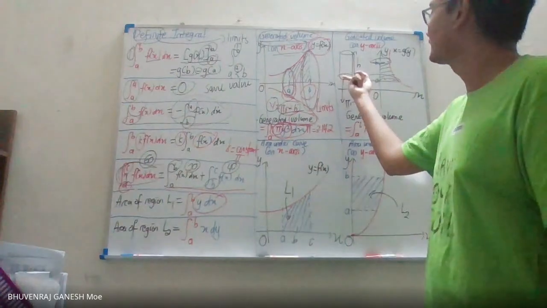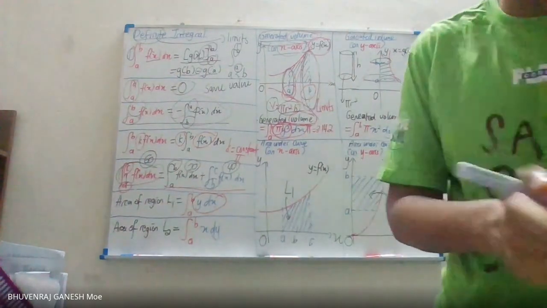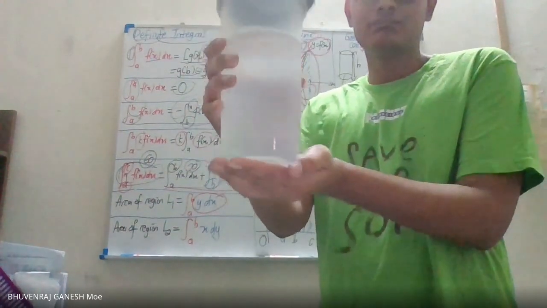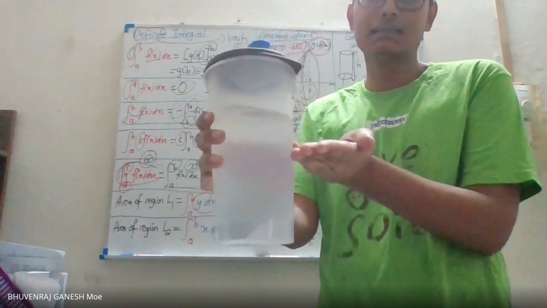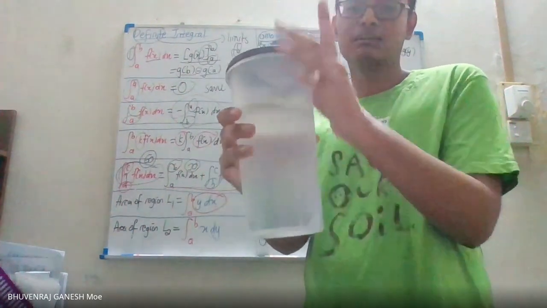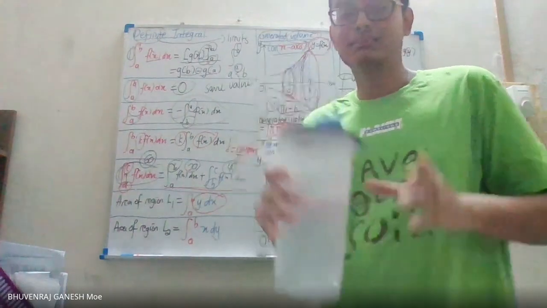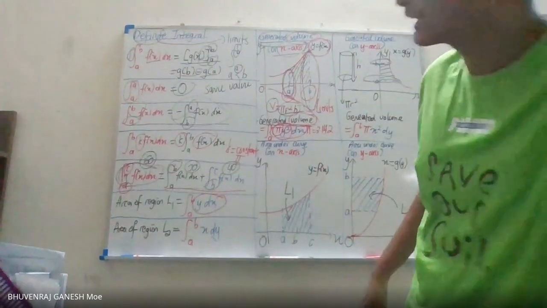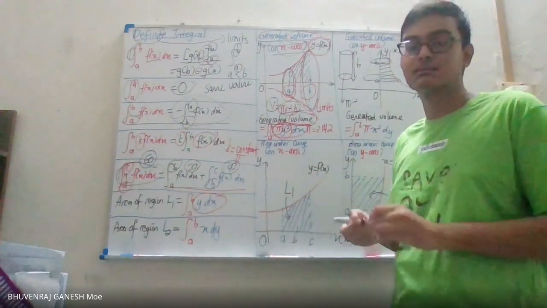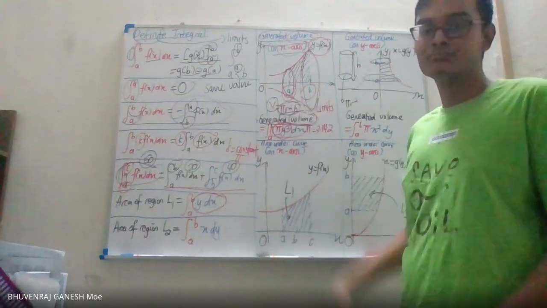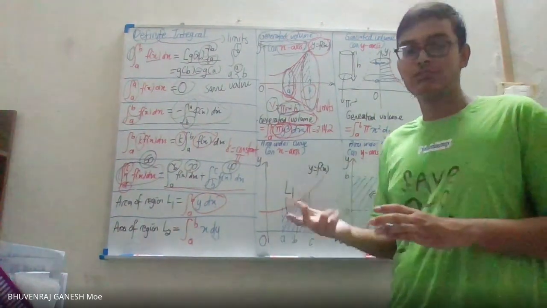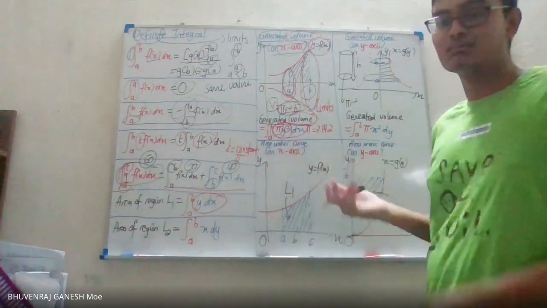If you see a cylinder, a water bottle is the best example. See here, this is your pi r square. And if you cut across any point of your water right here, you form a circle. This whole thing is a circle up till the top. So this is how the formula comes from. You take the area of the circle times how high your cylinder is. So that's how you remember your cylinder formula. You understand it from the shape itself, not just memorize.